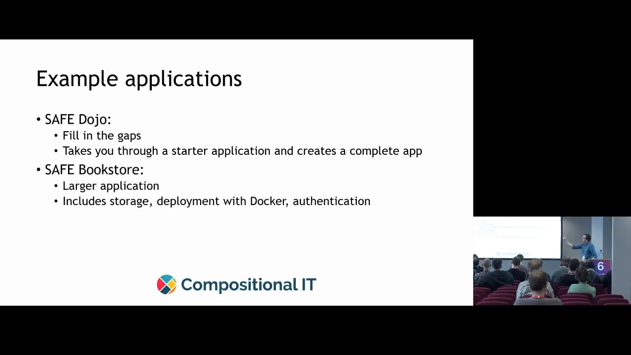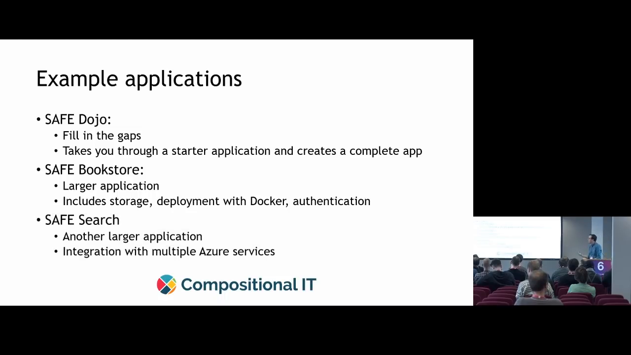There's also the SAFE Bookstore. This is a much larger application. This includes things like storage, deployment with Docker. It includes full authentication with JWTs. This is sort of a reference architecture for how do I start to fit everything together with SAFE.